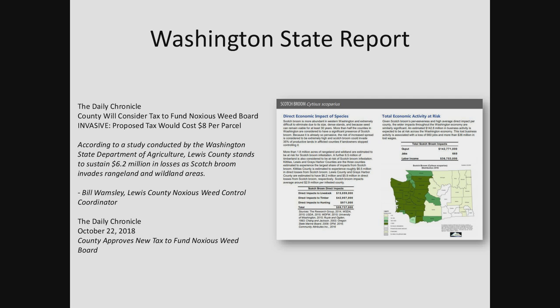And this was actually used by Lewis County when they went for an increase in their per parcel assessment rate. They were able to lean on this report and show that they were looking at $6.2 million in losses if Scotch broom continued to expand in their county, and they were able to get that increase, so that was kind of nice.